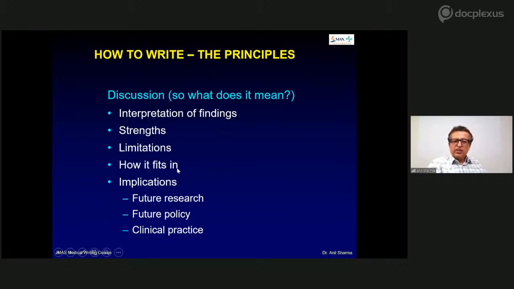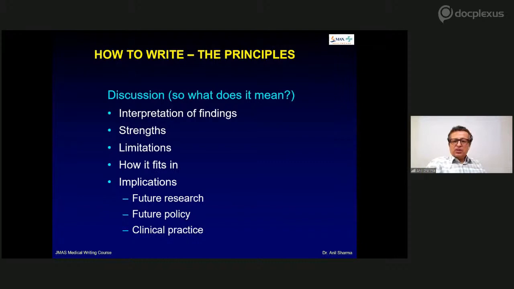Now, you found something in your study. How does this fit in with the other studies that are there in literature already? So compare and contrast your study with similar studies in literature. And please remember, when it comes to discussion, you must not just state what you found, but you must also talk about why you found what you found. So we'll talk about pros, cons.